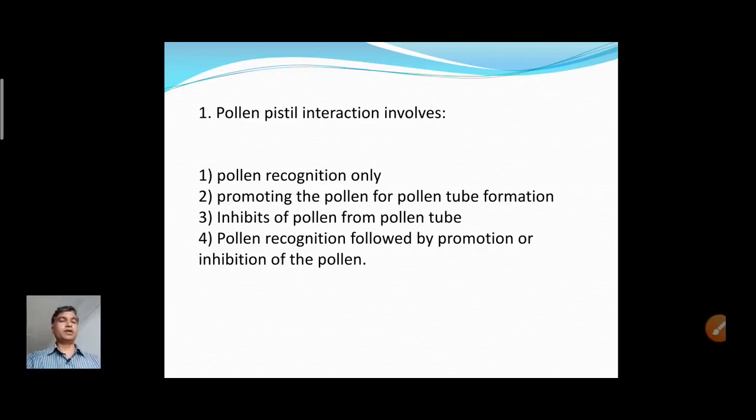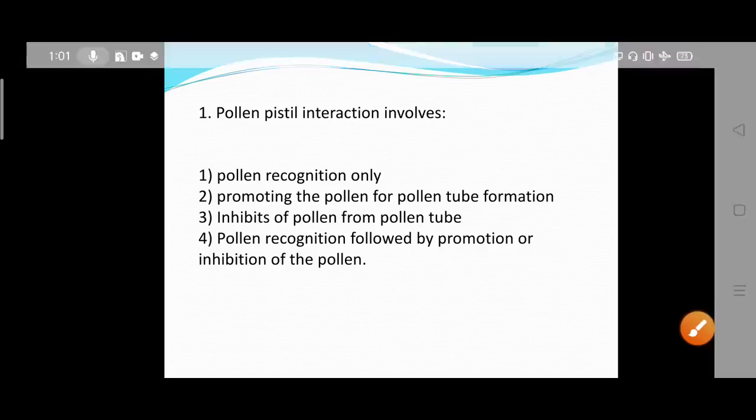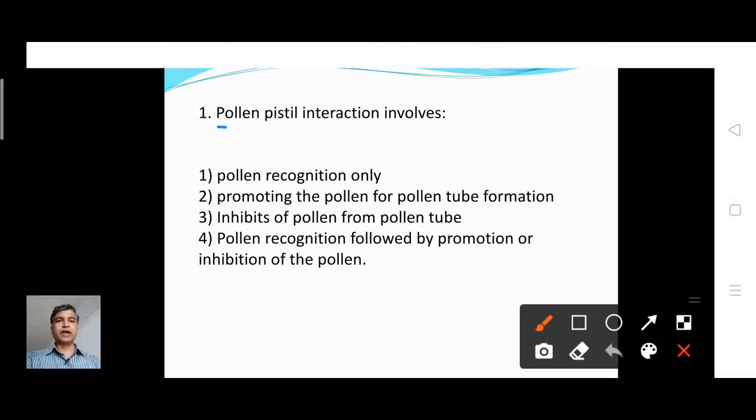First option, pollen recognition only. Second, promoting the pollen for pollen tube formation. Third, inhibiting the pollen from forming the pollen tube. Fourth, pollen recognition followed by the promotion or the inhibition of the pollen. When you take the pollen-pistil interaction, this is a dynamic process. Pollen is a male gametophyte, pistil is a female reproductive part. So this is an interaction between the pollen grain, the male gametophyte, and the female reproductive part.